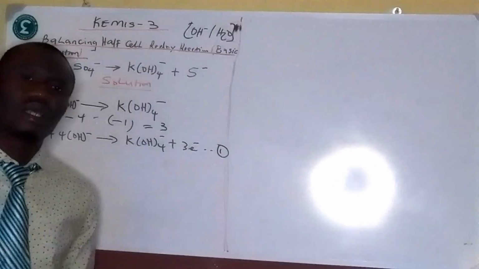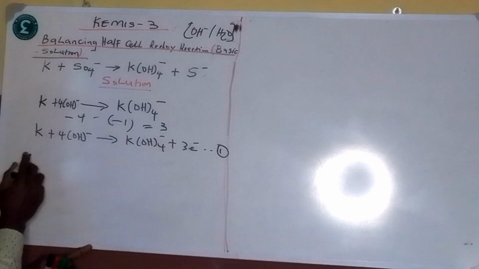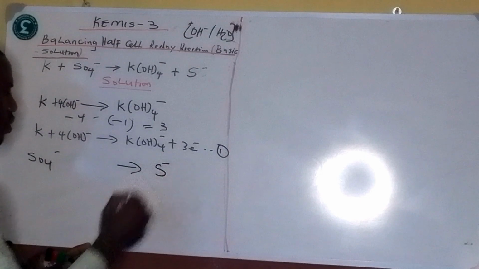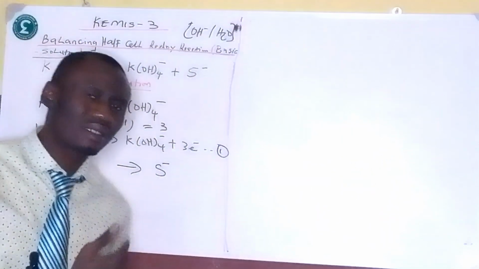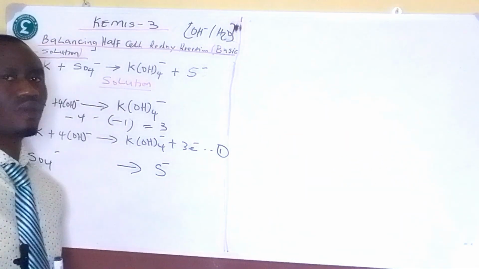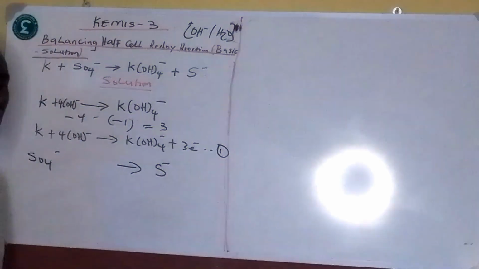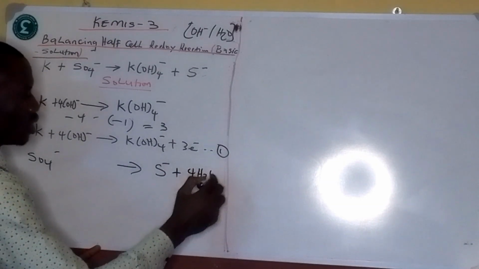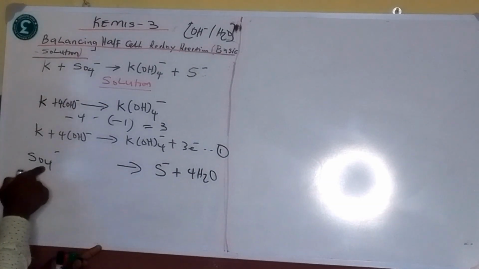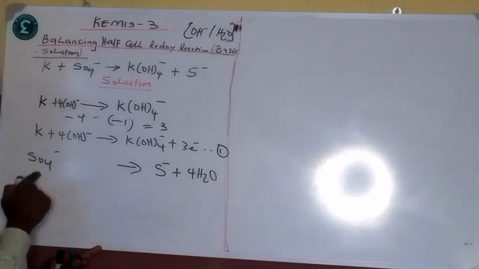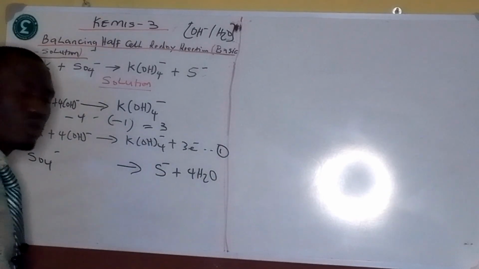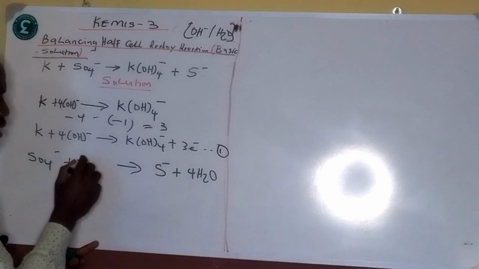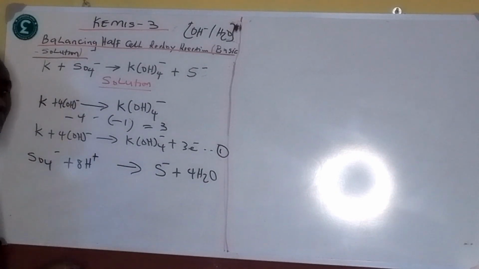Now, let's go to the next half-cell equation, which is tetraoxosulfate gives me sulfur. You can see that we need to balance this equation under acidic solution first before we continue with the basic solution. Now, I have to add 4H2O. I add 4H2O so as to balance the oxygen. 4 times 1, that is 4 oxygen. But there is also a problem: I have 8 hydrogen here. So I'm going to add 8 hydrogen to the left-hand side.